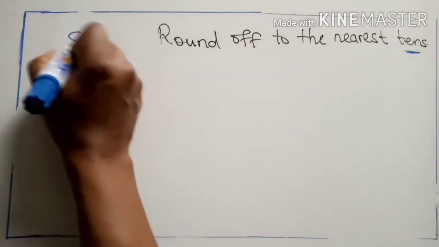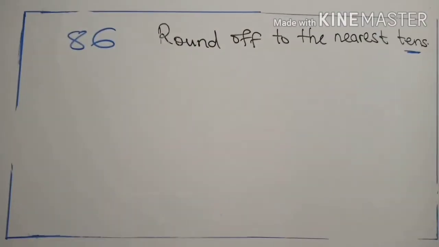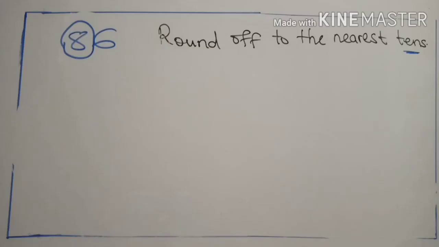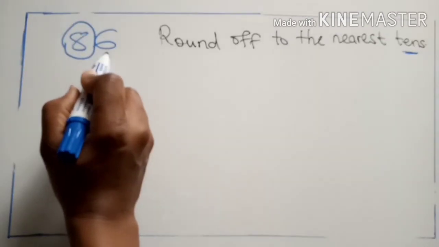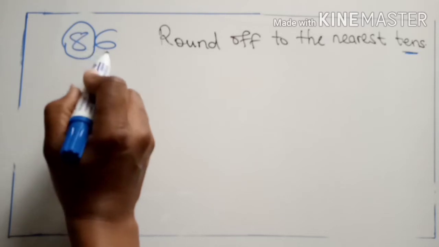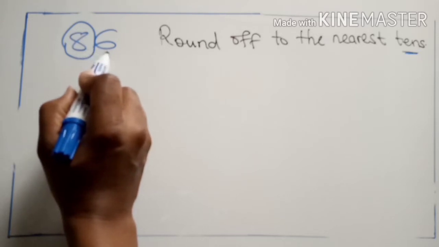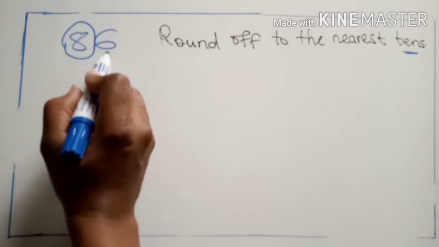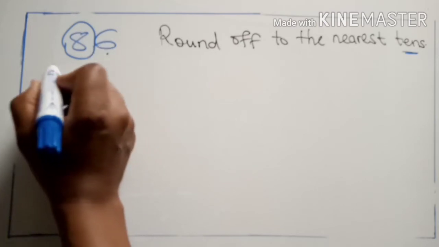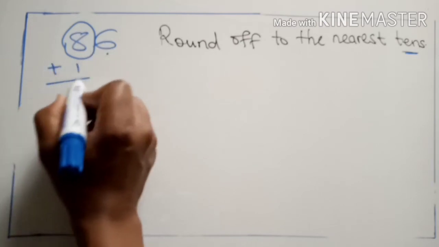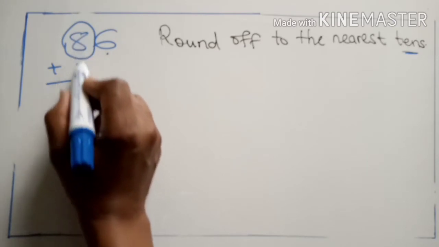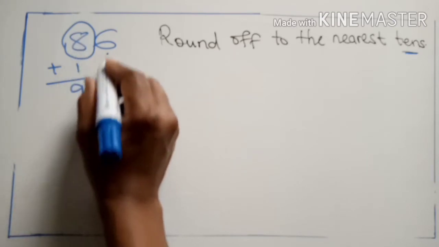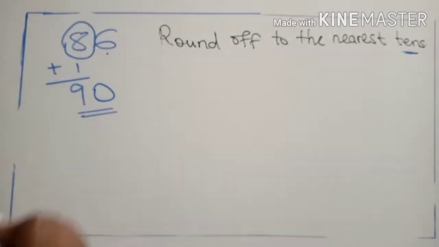Let us look at 86. We want to round off 86 to the nearest tens. Circle the tens because we are rounding off to the nearest tens. So the number that is to the right of these tens is already a 5 and above, so we will round up. So we are going to add 1 to the tens and have 9, and then all the numbers that are after these tens are converted to 0. So our answer is 90.